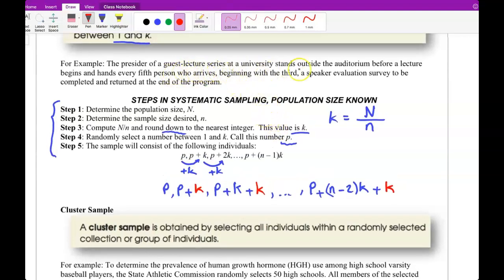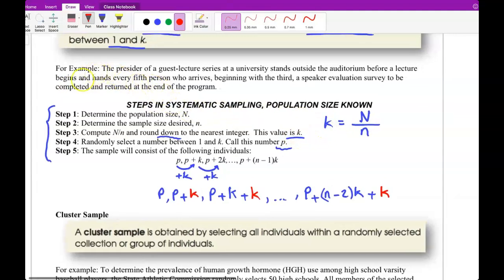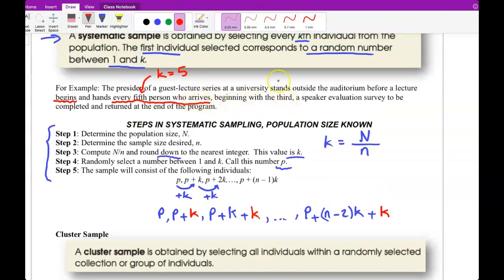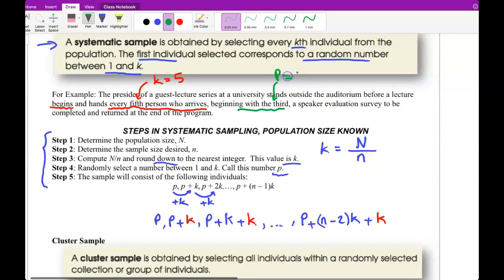Okay, now let's see what that one is. As I said, you should move every k. So the first step is choosing the first one. It begins and ends every 5th person who arrives. That means our k is 5. Beginning with third. Beginning with third, that is our p.